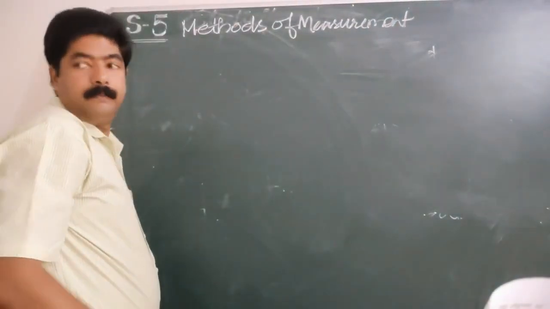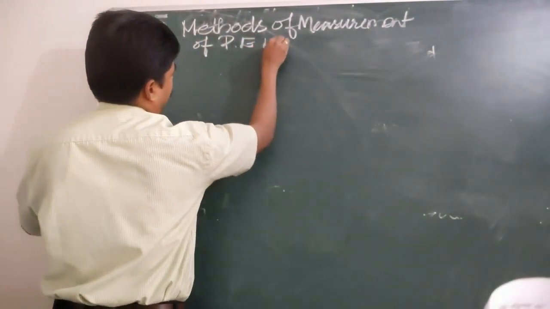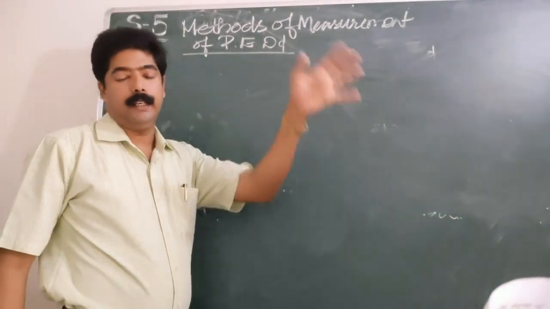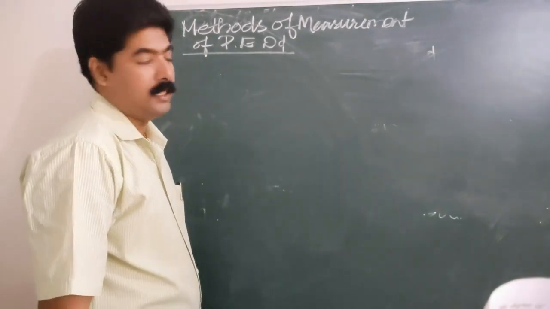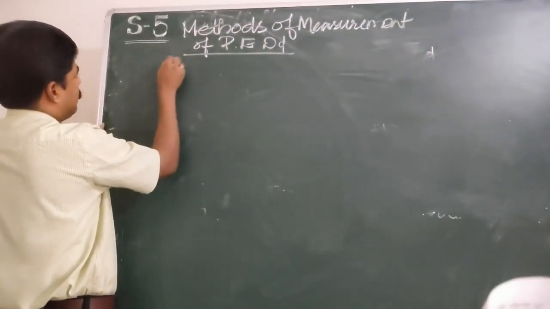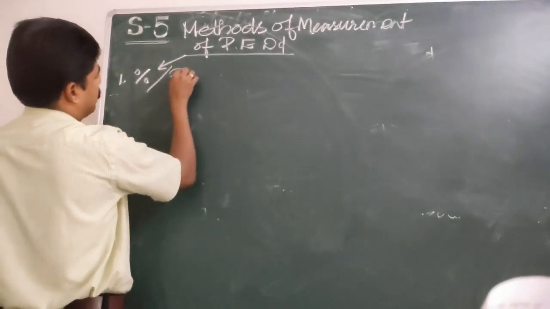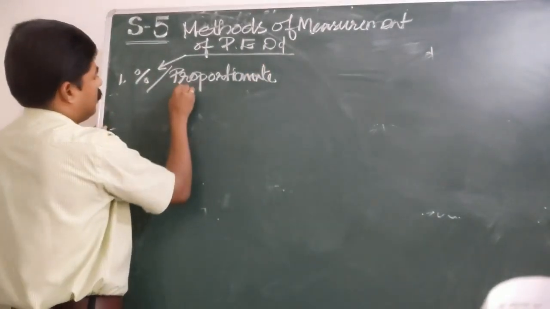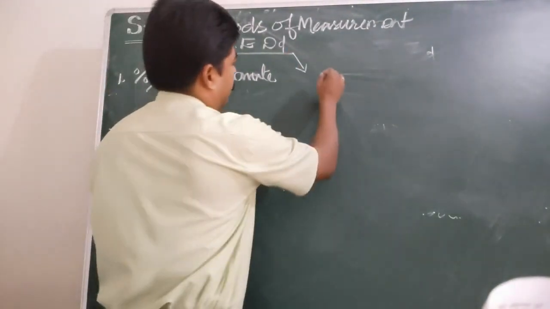Methods of measurement of price elasticity of demand. There are three methods of measurement of price elasticity of demand. What are these three methods? The first one is percentage or proportionate method. And the second one, you can note it down, is total expenditure method.